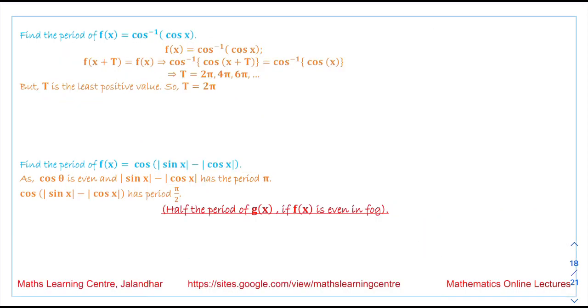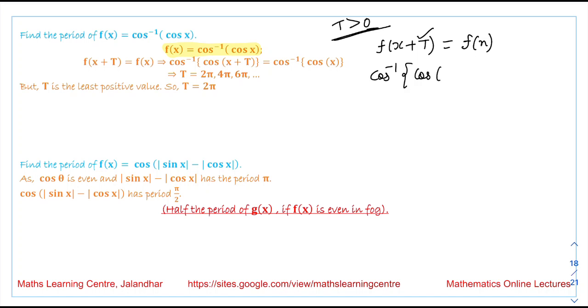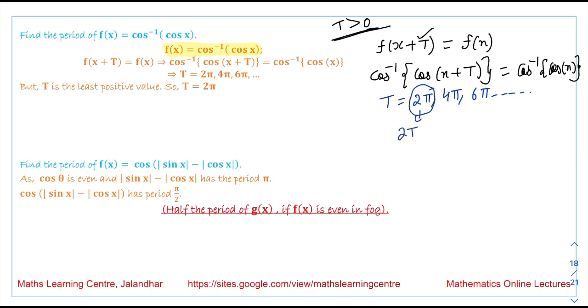Next we have: find the period of function f(x) is equal to cos inverse of cos x. So this function f(x) is given to be this value. Now we are writing f of x plus t is equal to f of x. We want to calculate those values of t, where t is greater than 0 and a real number. So we are solving the equation cos inverse of cos of (x plus t) should be equal to cos inverse of cos of x, and this will hold for all the values of t equal to 2 pi, 4 pi, 6 pi, and so on, and the least possible value is 2 pi. So the period of this function is 2 pi.